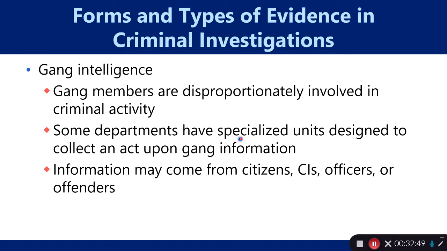Gang intelligence is another type of evidence that you might use. Gang members are disproportionately involved in criminal activity. I know that comes as a surprise to many of you, but believe it or not, they are. Many departments have a specialized gang unit, usually in areas that have a lot of gangs. They might gather information and usually document tattoos a lot. You'll see a lot of that in corrections, too, with the documentation of the tattoos. Gangs have their own tattoos, which I'm not really that familiar with.